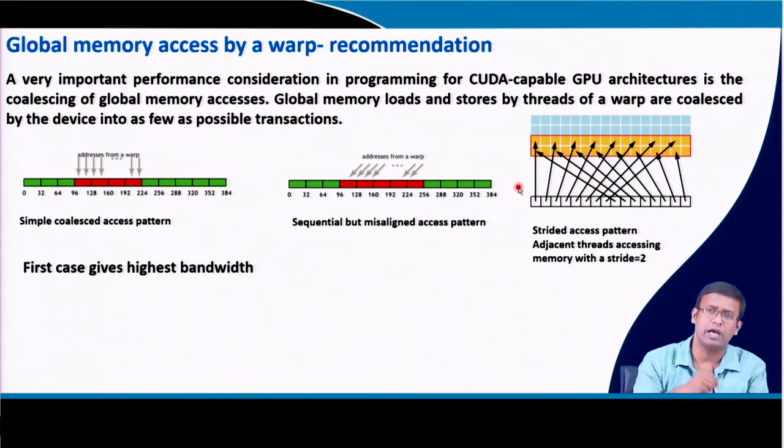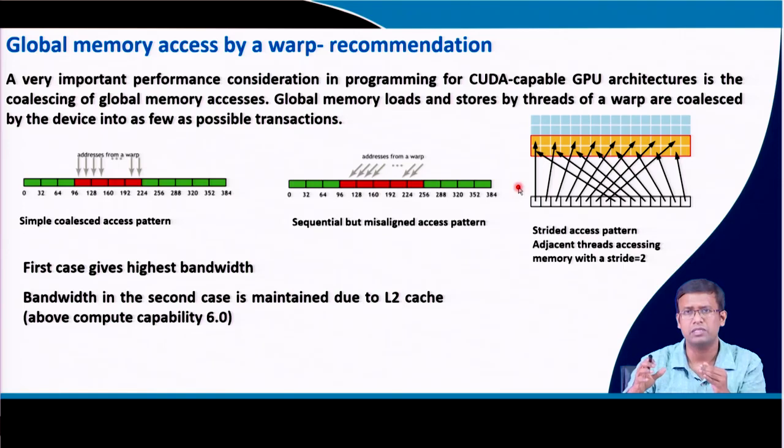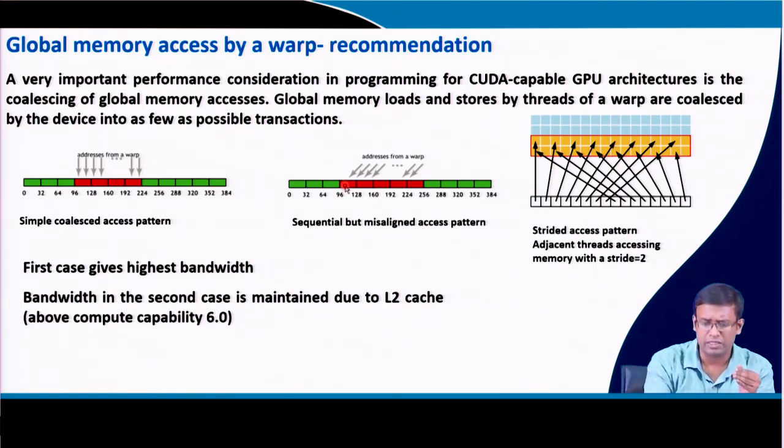So the first case gives the highest bandwidth: the entire bandwidth can be used, and 32 data elements can be read and accessed. In the second case, though there is a misalignment, whatever is read here, the next data is always sitting in the cache, so the offset is accommodated by the cache. So effectively the bandwidth is the same. Though it requires some offset data, that is already residing in the cache, so it can utilize the cache memory.